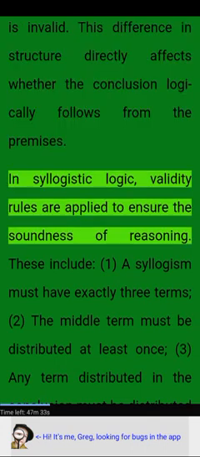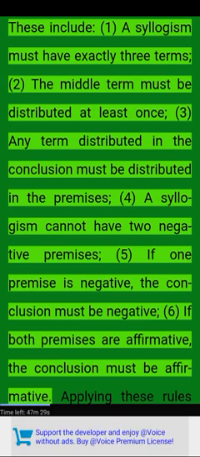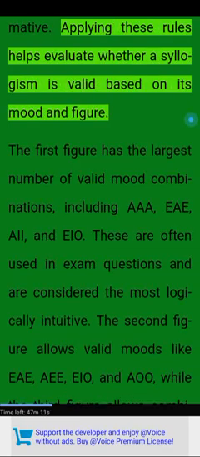In syllogistic logic, validity rules are applied to ensure the soundness of reasoning. These include: 1. A syllogism must have exactly 3 terms. 2. The middle term must be distributed at least once. 3. Any term distributed in the conclusion must be distributed in the premises. 4. A syllogism cannot have 2 negative premises. 5. If one premise is negative, the conclusion must be negative. 6. If both premises are affirmative, the conclusion must be affirmative. Applying these rules helps evaluate whether a syllogism is valid based on its mood and figure.